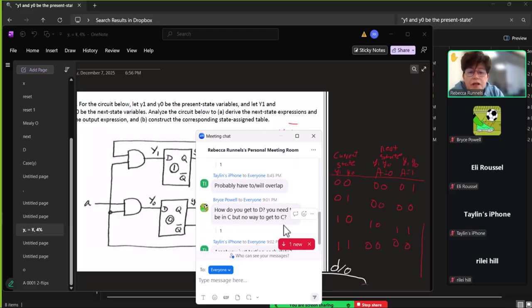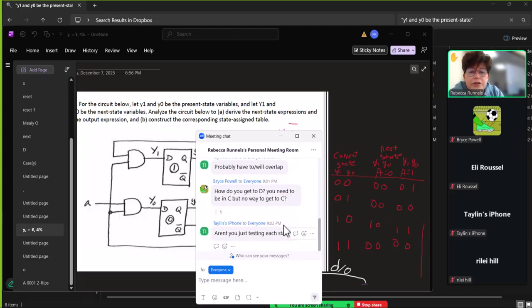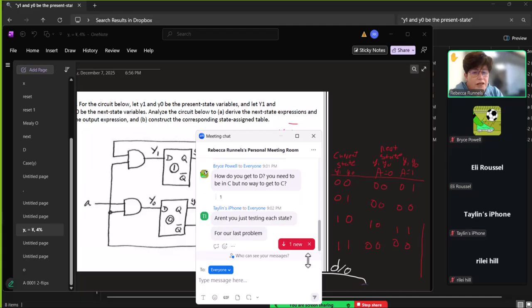How do I get D? Do you need to be in C, but no way to get to C? I don't know what that one was about. And aren't you just testing each state? I don't remember what that one was about either. If y'all can give me some clarification on what those were about. For our last problem, aren't I just testing each state? I think they're talking about the state diagram. The state diagram, yes.